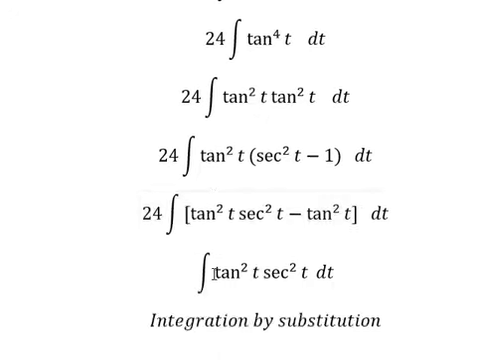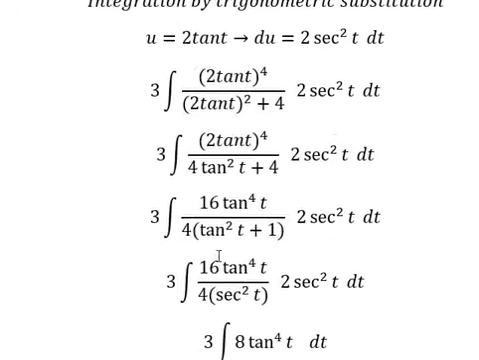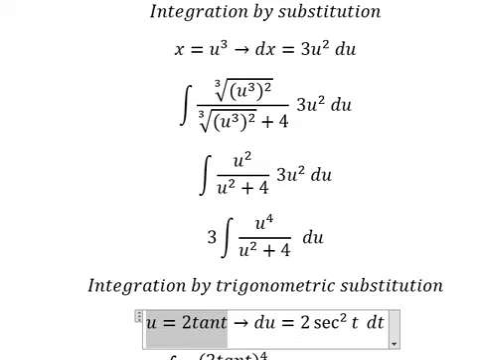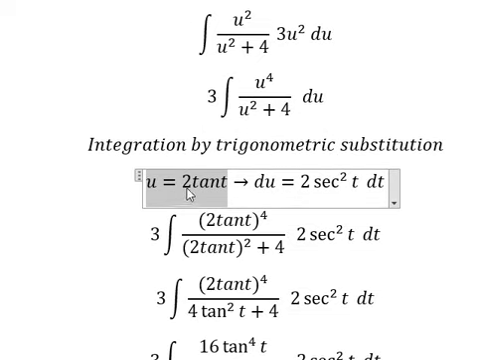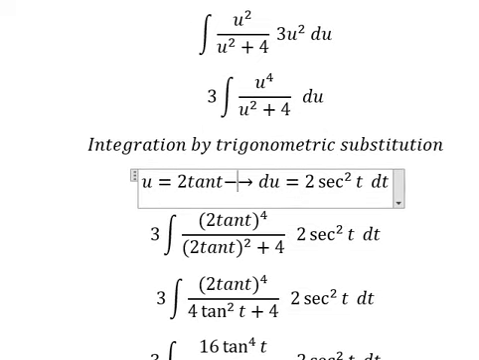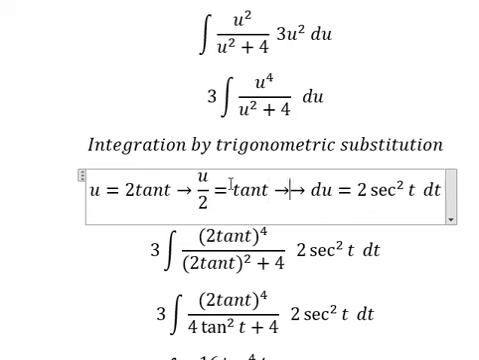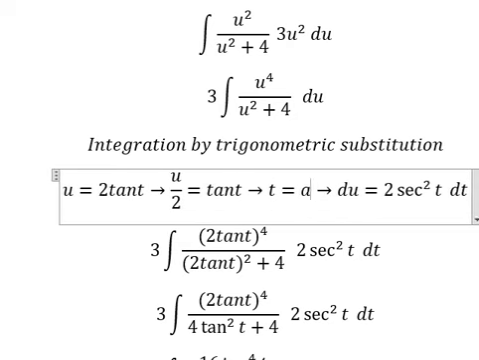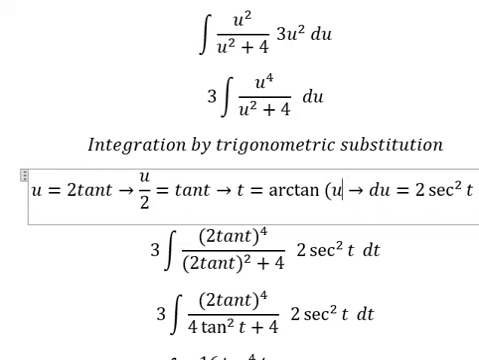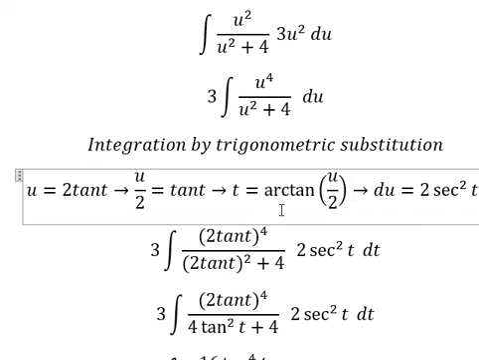About t, that is about this one. So we divide both sides by number 2. And we got t equals to arctan of u over 2. So I will put this one to change for t.